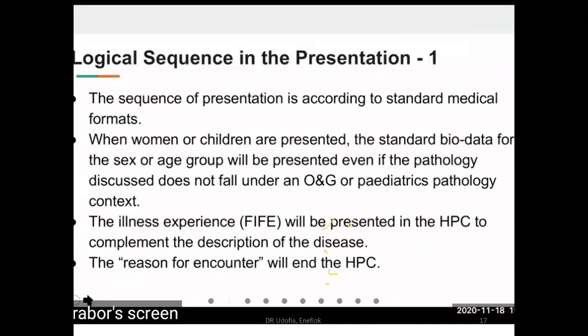Then the illness experience should be presented in the history of presenting complaint to complement the description of the disease. It's very, very important that that should be done. And that will also highlight the reason for the encounter at the end of the history of presenting complaint. This is very, very important, because by the time the examiner reads through your history of presenting complaint, if these things are not there, in fact, he loses interest in other things. So you must always capture the feedback and reason for encounter.